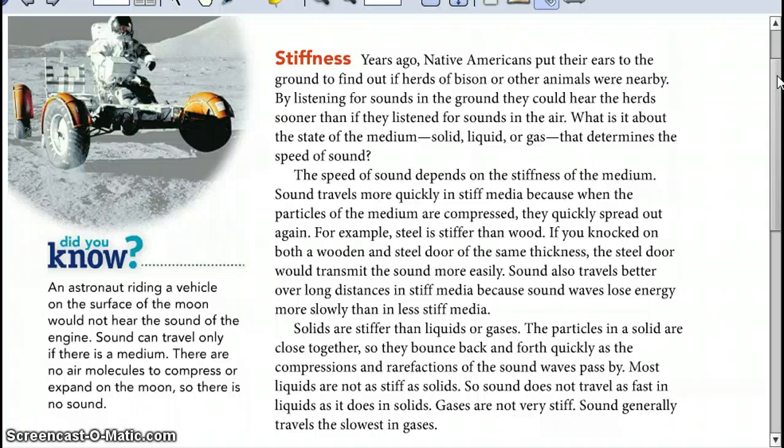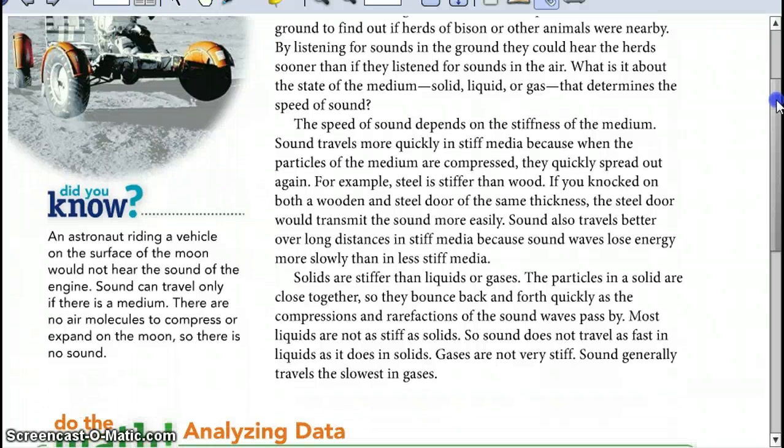Solids are stiffer than liquids or gases. The particles in a solid are close together, so they bounce back and forth quickly as the compressions and rarefactions of the sound waves pass by. Most liquids are not as stiff as solids, so sound does not travel as fast in liquids as it does in solids. Gases are not very stiff. Sound generally travels the slowest in gases.